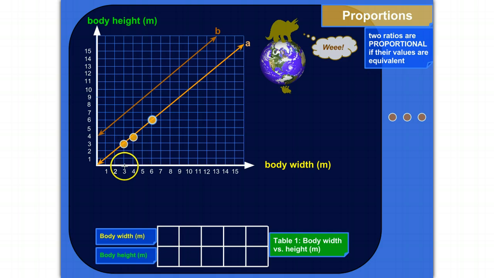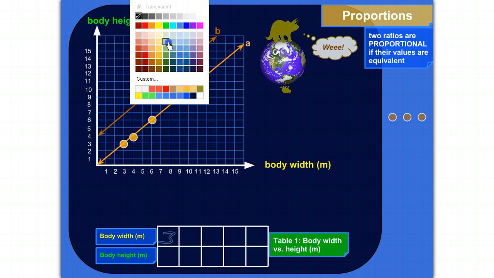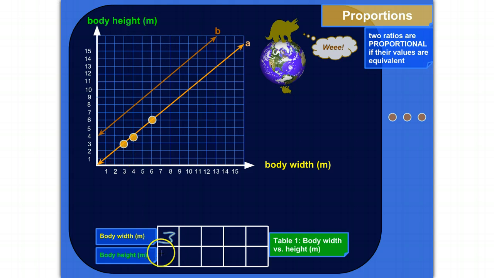So this point here, the width is 3 meters and the height there is also 3 meters. On this point the width is 4 meters and the height at that point is also 4 meters. I'm seeing a pattern here. Are you? 1, 2, 3, 4, 5, 6. So this point is 6 meters wide and 6 meters tall. Okay, so we've picked out 3 Mathceratopses and written down their measurements.